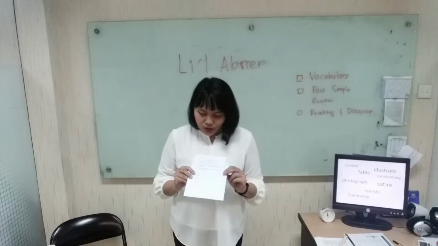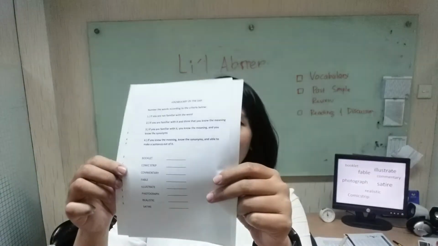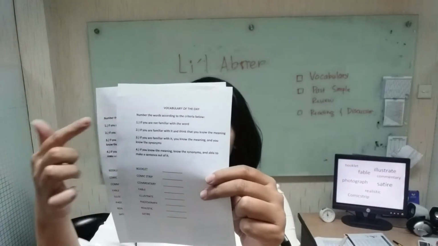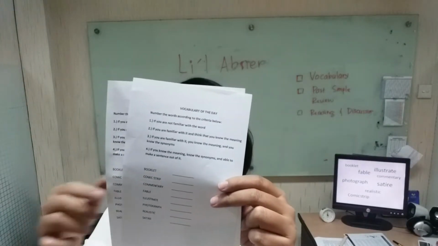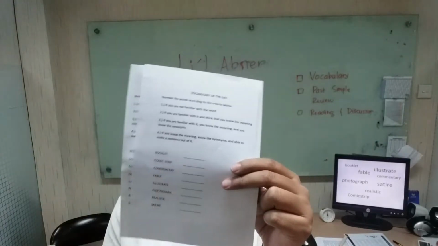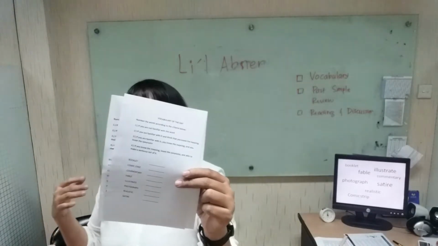What I want you to do is to number the words. See over here, I would like you to number the words according to your understanding. So you number it 1 if you are not familiar with the word. Number 2, if you are familiar with it and think that you know the meaning. You have heard about this, but you might think you know the meaning. If you number it 3, that means you are very familiar with it. You know the synonyms.